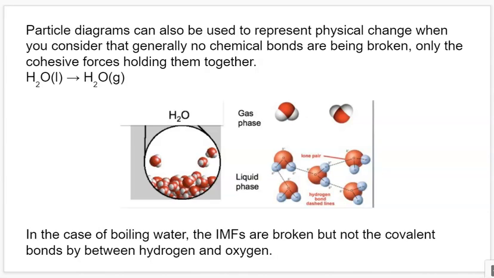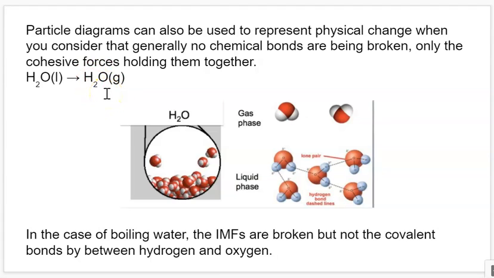Particle diagrams are also useful when we're representing physical change, but it's a little bit more complicated than just showing the compounds. With physical change, you want to identify that the cohesive forces are changing, particularly in a phase transformation. For example, when we have water liquid turning into water vapor.